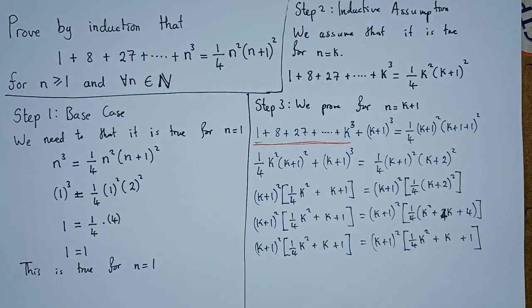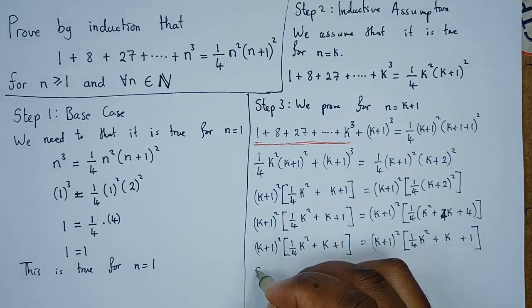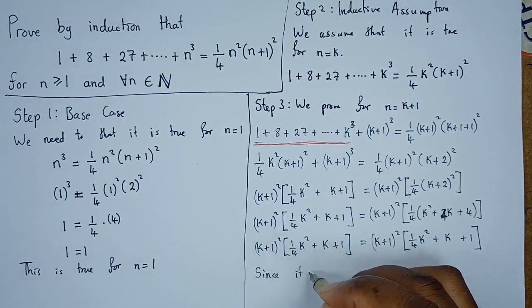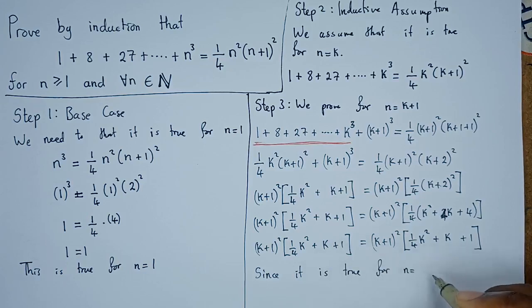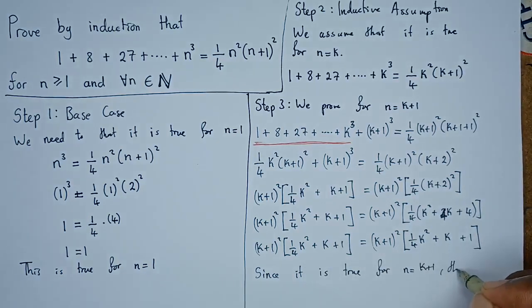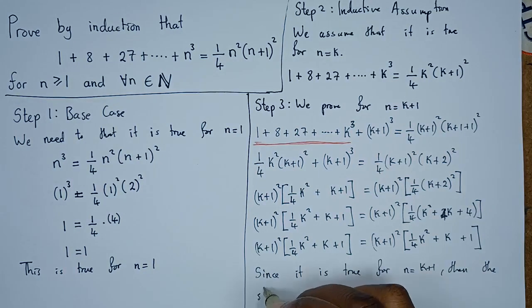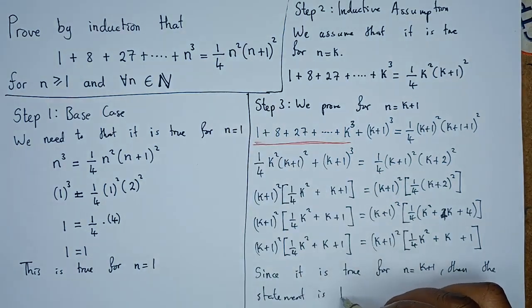Now, we can see that the left-hand side is equal to the right-hand side. Then we can give a conclusion. We can say, since it is true for n is equal to k plus 1, then the statement, which is where we're coming from, the statement is true by mathematical induction. There we have it. We've proven by induction that this is true in 3 steps. I hope it makes sense.